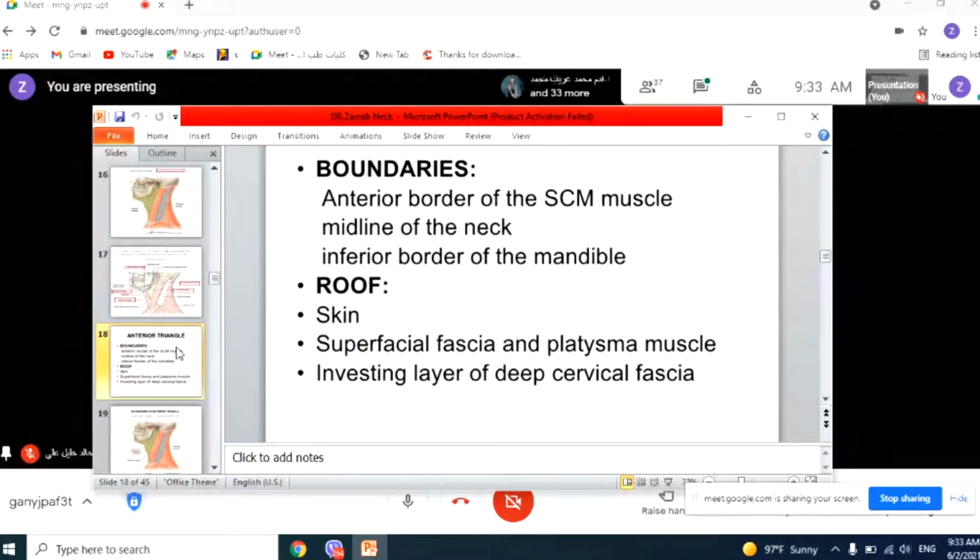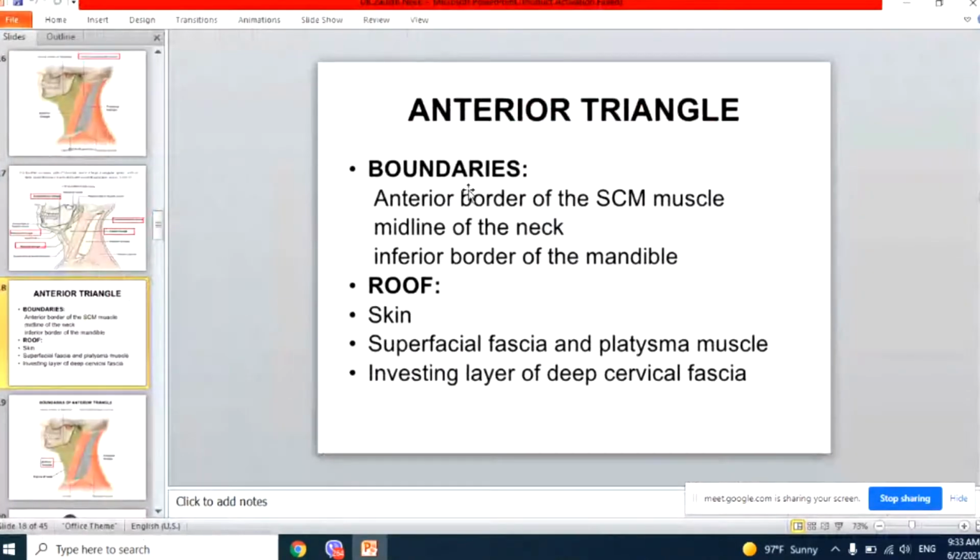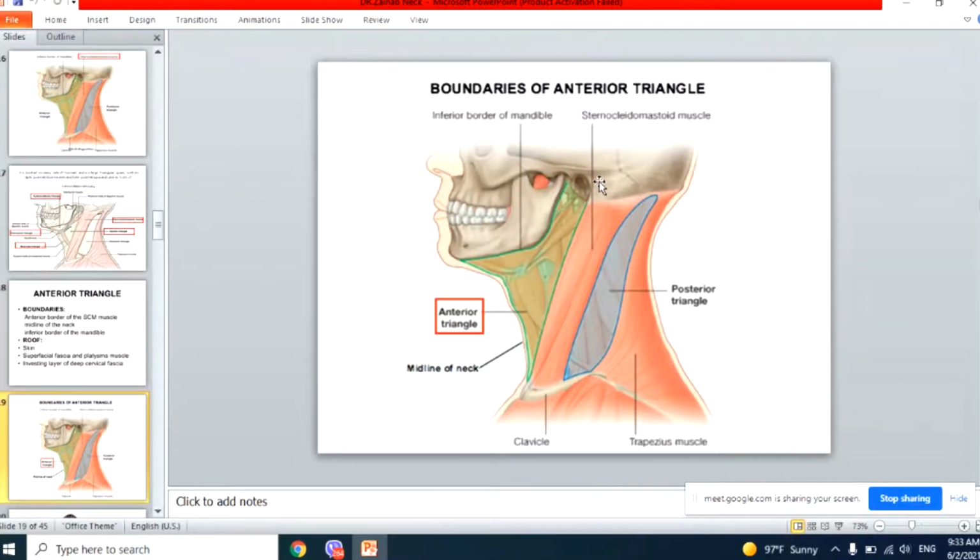What are the boundaries, حدود, of the anterior triangle? The inferior border of the mandible, the midline of the neck, and the anterior border of the sternocleidomastoid muscle. So this, in green color, is the boundary of the anterior triangle.